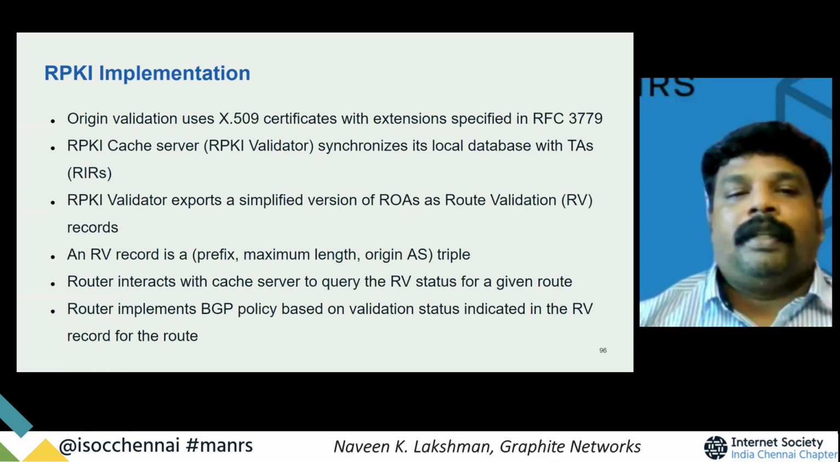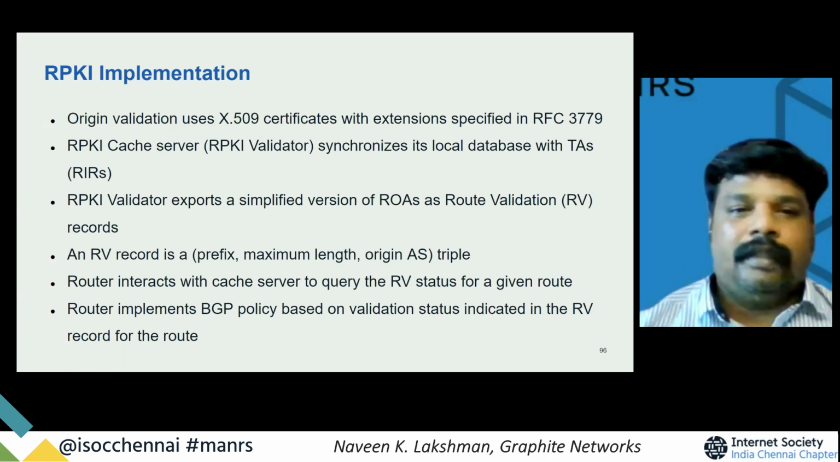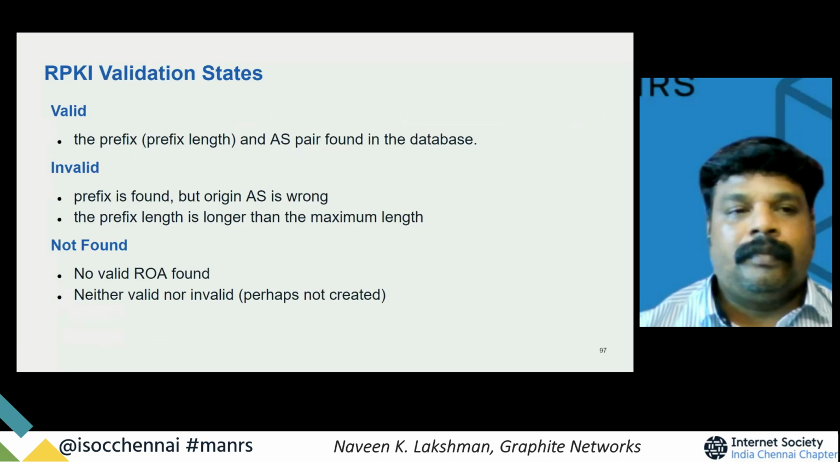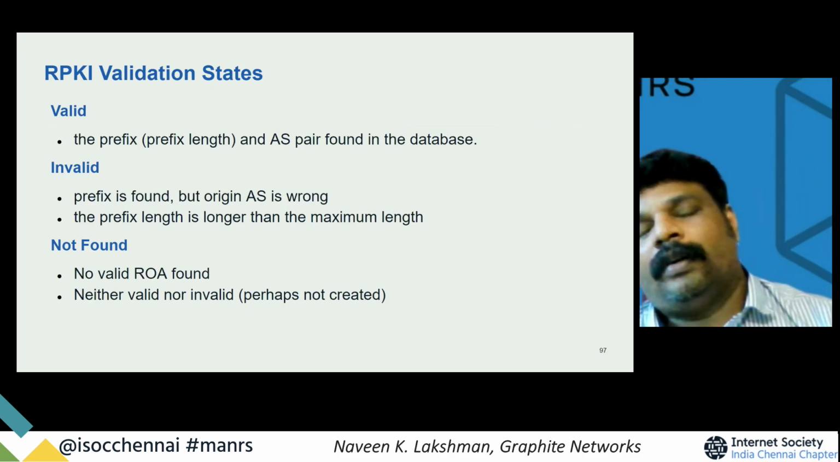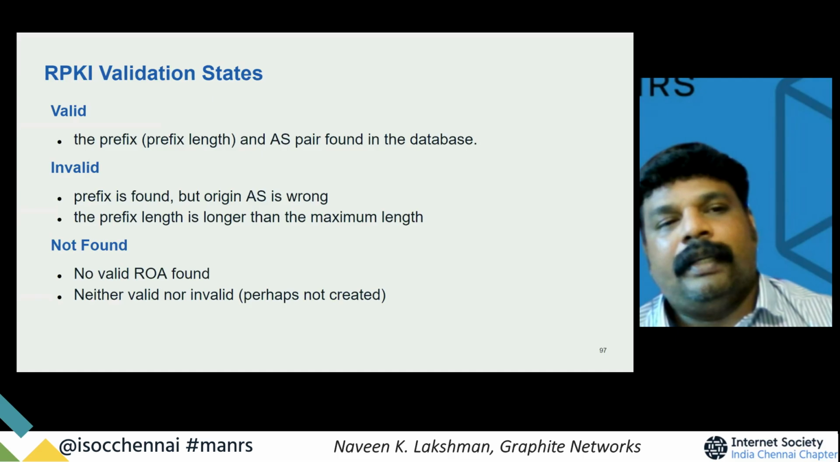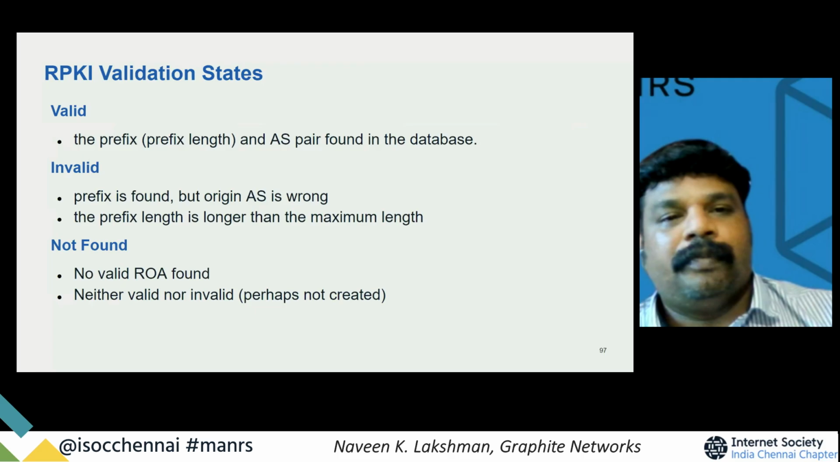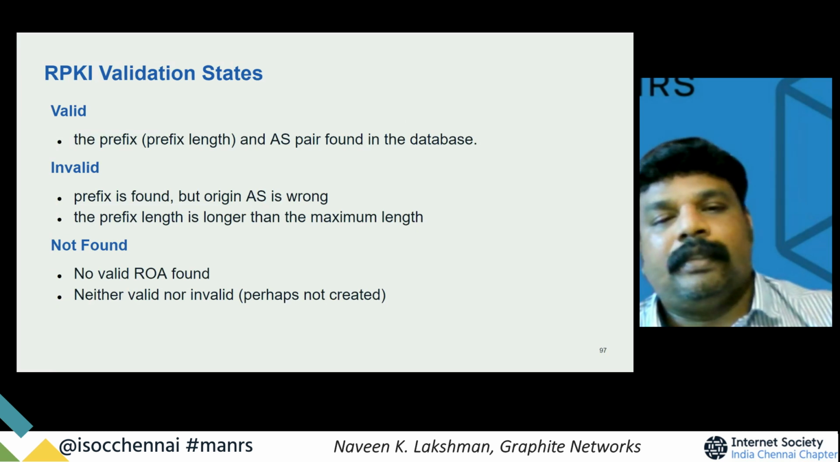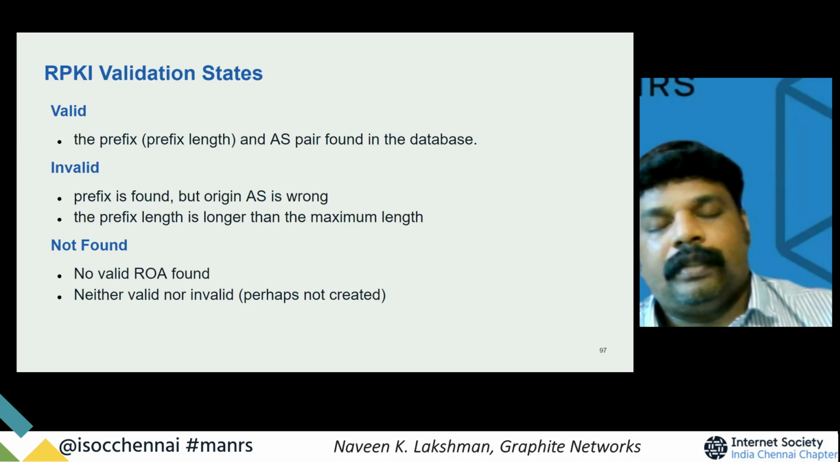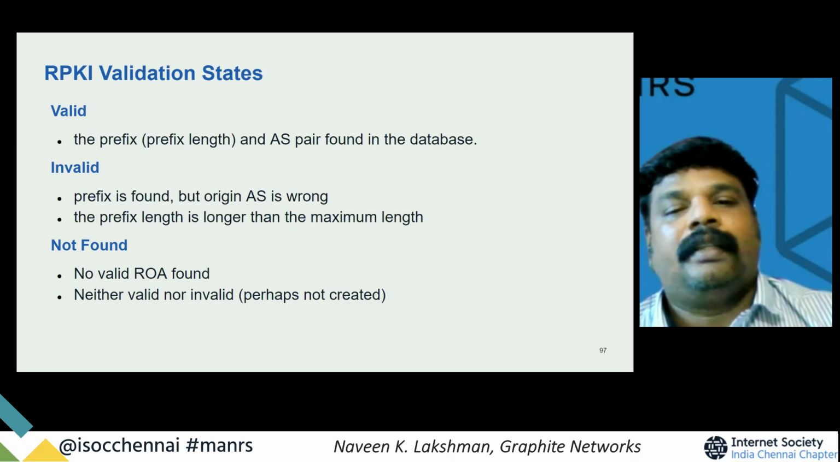It works based on X.509 certificates. There are three states of RPKI: valid, invalid, and not found. Whenever you create a ROA and the route is validated, it can be in one of three states. If it is valid, then the prefix and the AS pair should match in the database. If it is invalid, the prefix is found, but the wrong AS is originating it. Or it can be invalid if the prefix length is longer than the max length.